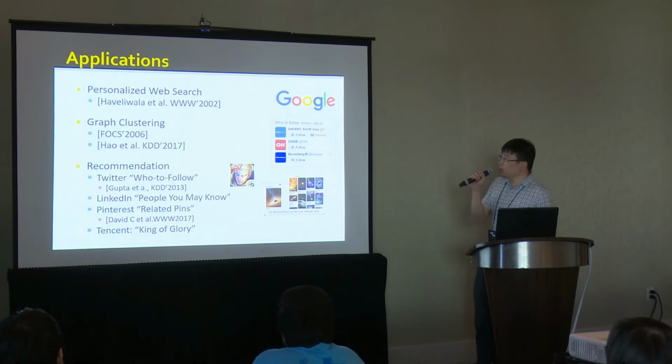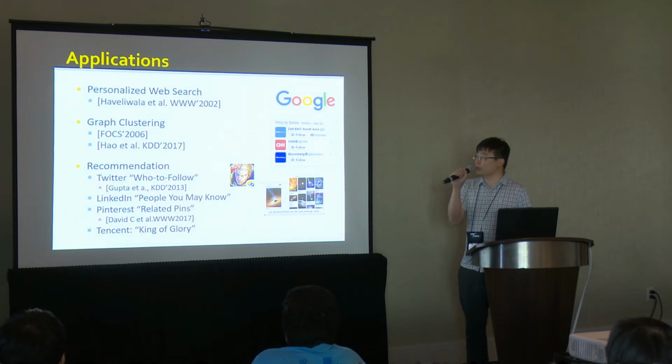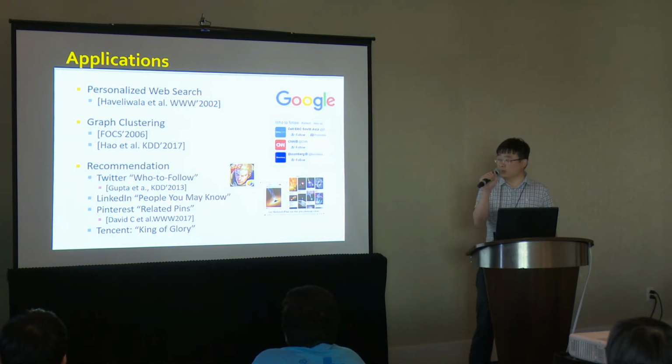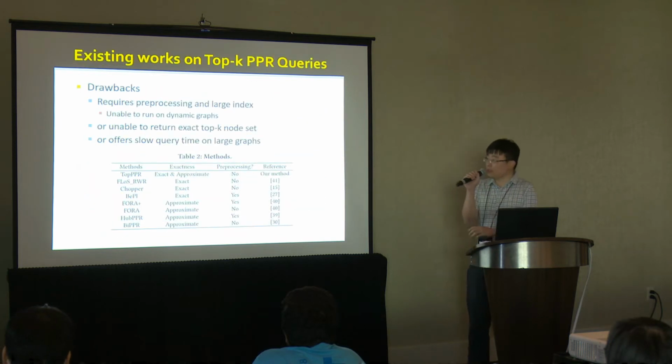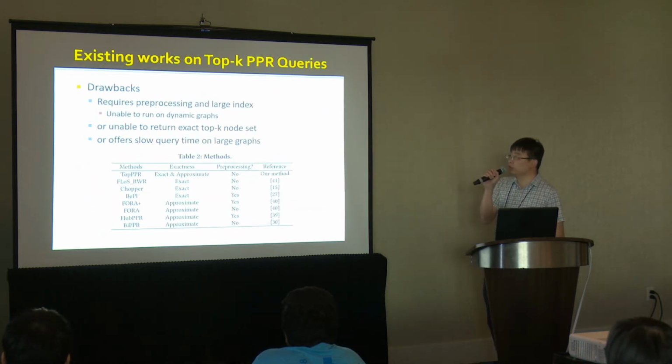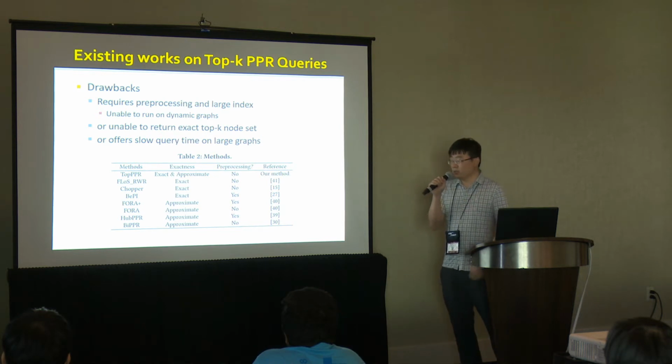TopK PPR queries have a lot of applications, for example personalized web search, graph clustering, and recommendations. It's usually the bottleneck of computation in these applications. Due to its importance, there has been a lot of work trying to improve the running time or the accuracy of TopK PPR queries, and these are at least some of the exact and approximate methods, because we are going to compare our algorithm with them.